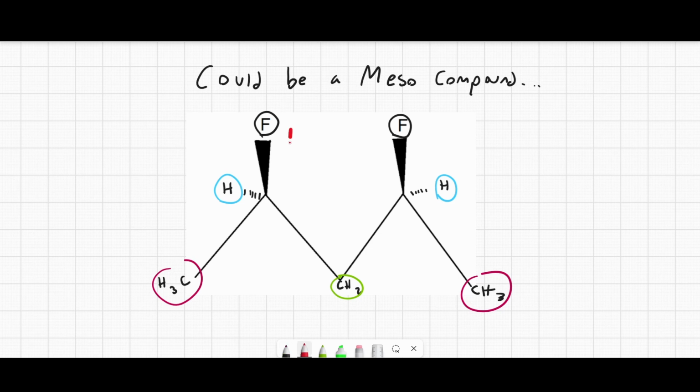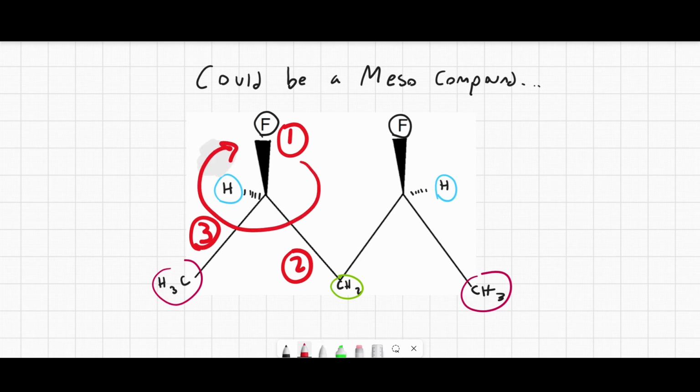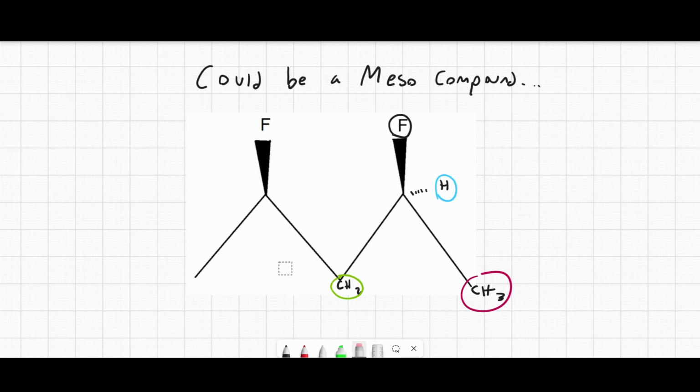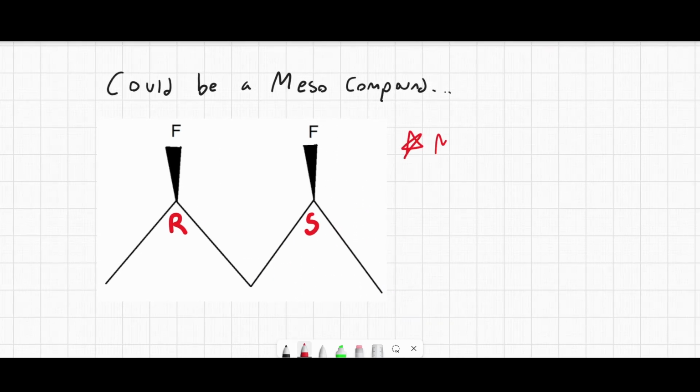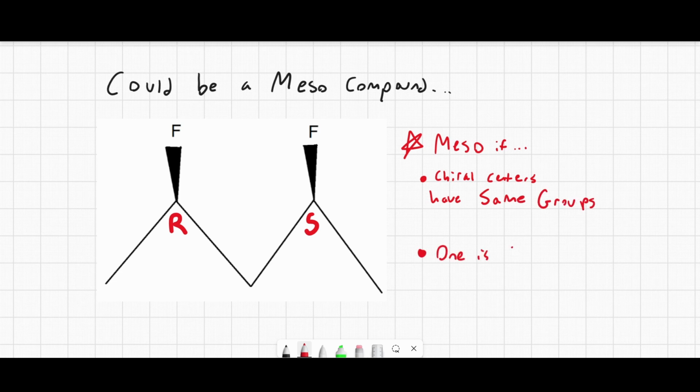So let's rapid fire rank our groups and hide that dash, follow those numbers, and see that it is clockwise, R. Same ranks on the other chiral center, hide the dash, and you'll find that the spin is counterclockwise, S. They do indeed cancel out. This makes it a meso compound, which is achiral. So to recap, a compound is meso if chiral centers have the same groups on them, and one is R, one is S. This molecule has both features, so it is meso, thus achiral and optically inactive.